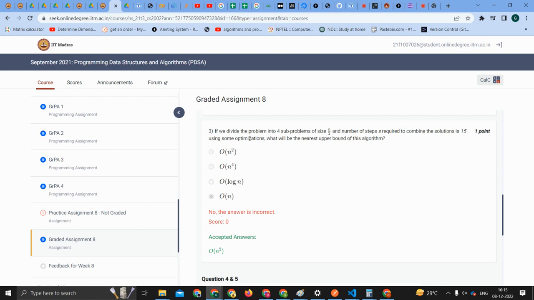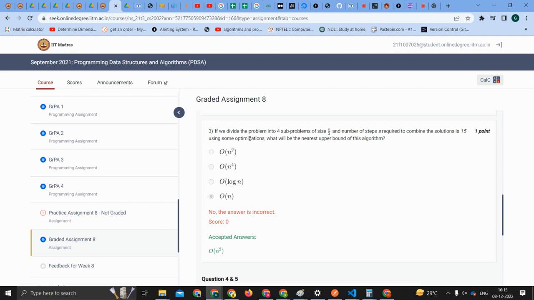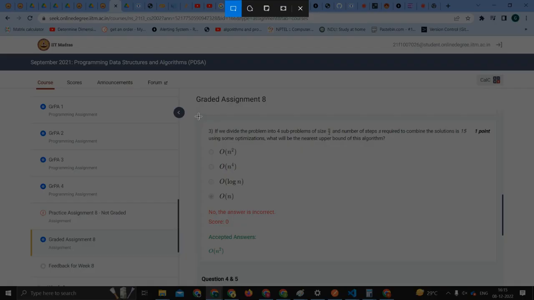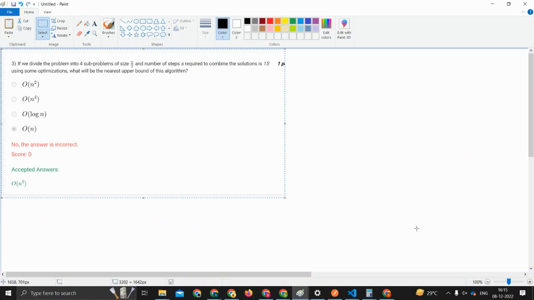In quiz 2, we also revised quiz 2. We exactly missed the recurrence relation part. Can we do this last one once quickly? If we divide the problem into four subproblems of size n by 2, and the number of steps required to combine the solution is 15, using some optimizations, what will be the nearest upper bound of this algorithm?